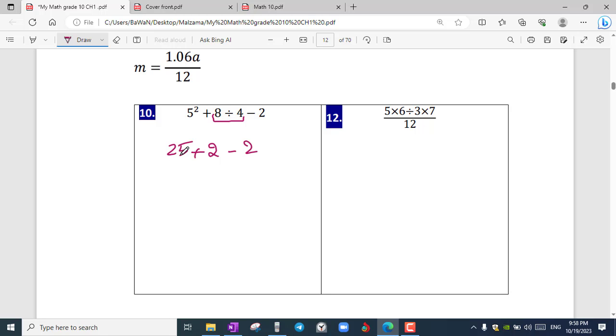Now I have left only plus and minus. I should do the plus first because this is on the left. 25 plus 2 is 27. Minus 2, the answer is 25. This question is quite simple, but I followed the steps in detail.